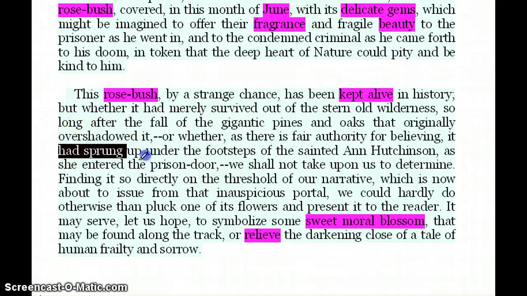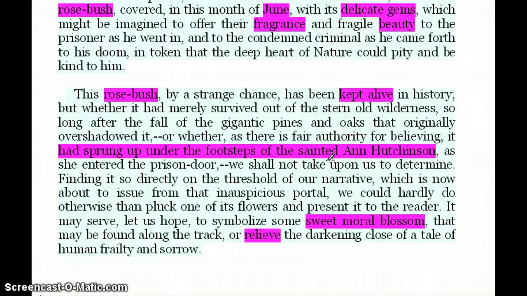And then another important line here: Anne Hutchinson, who is she? Because she is the origin of the rosebush. It sprung up under her footsteps. So the gems on that rosebush, the flowers on that rosebush, are coming from her. What gems could Anne Hutchinson be giving us? So if you look her up, she's liberal, more liberal than the Puritans were. She had these new ideas, and they contrasted with Puritan views.